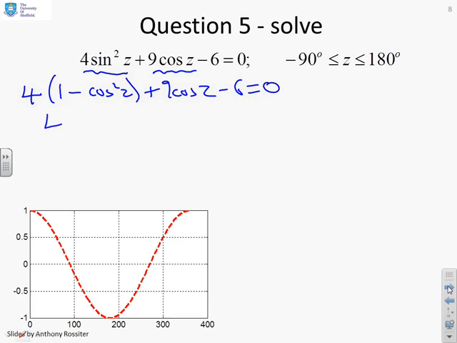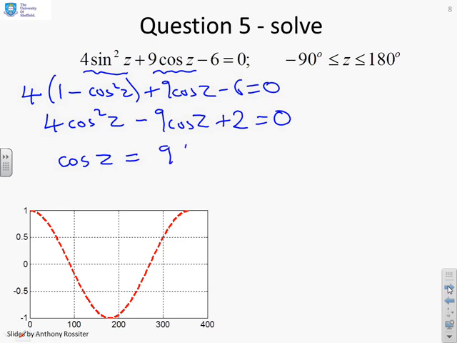And then join all the common terms together, so I get 4 cos squared z minus 9 cos z plus 2 equals 0. And that's clearly a quadratic in terms of cos z, so I can use my quadratic formula to solve for cos z. So cos z equals, and I'm going to get 9 plus or minus the square root of 81 minus 32, all divided by 8.